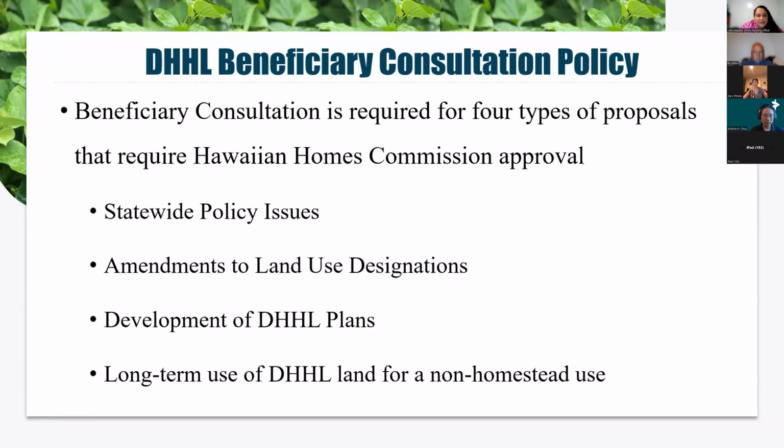Our beneficiary consultation policy, which was approved by the Hawaiian Homes Commission, indicates that a beneficiary consultation is required for 4 different types of proposals that require Hawaiian Homes Commission approval. One would be statewide policy changes or policy issues, amendments to land use designations, which is like the kind of zoning that DHHL uses for its lands, development of any DHHL plans, like the regional plans or the island plans, and also long-term use of DHHL land for a non-homesteading purpose, so not for residential homesteads or the 99-year homestead leases. Because this is a land use request for a non-homesteading purpose, which would be the preschool, that is the reason why we are offering this beneficiary consultation this evening.